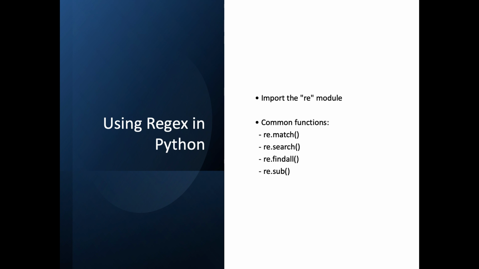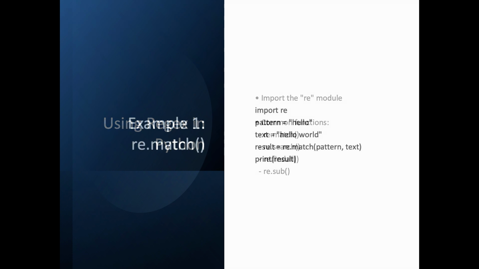The match function matches the pattern only at the beginning of the string. The search function searches for the first occurrence of a pattern anywhere in the string. The findall function finds all the occurrences of a pattern in the string, and the sub function finds all occurrences of a pattern and replaces it.